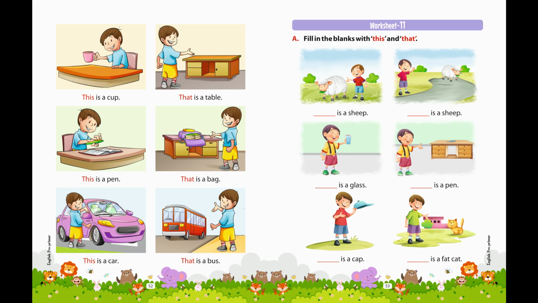Page 53. Worksheet 11. Fill in the blanks with this or that. Let's fill in the blanks together. Look at the pictures carefully. Is a sheep. The sheep is near. Say this. Is a sheep. The sheep is far. Say that. Is a glass. Near. Say this. Is a pen. Far. Say that. Is a cap. Near. Say this. Is a fat cat. Far. Say that. Excellent job. You've now mastered how to use this and that correctly.